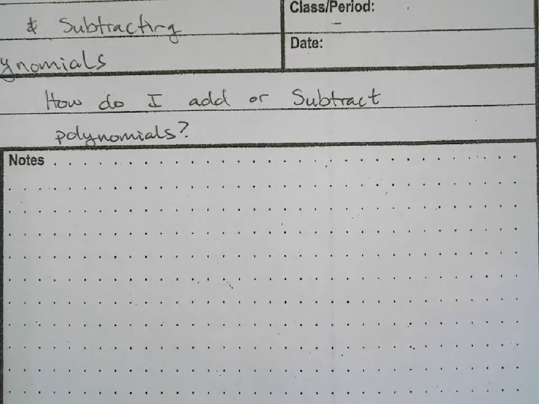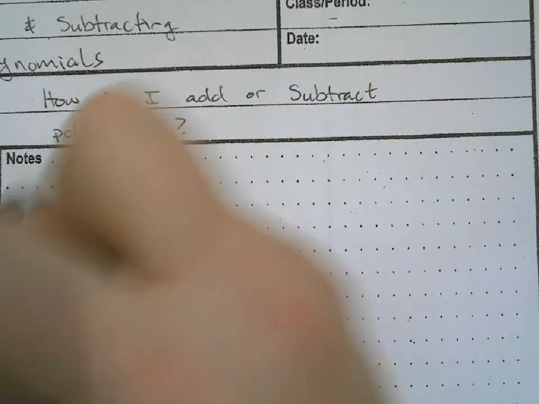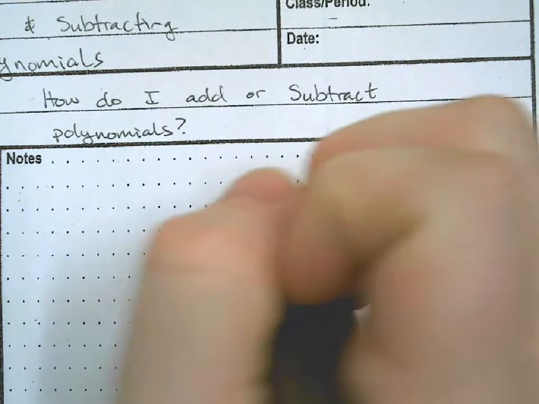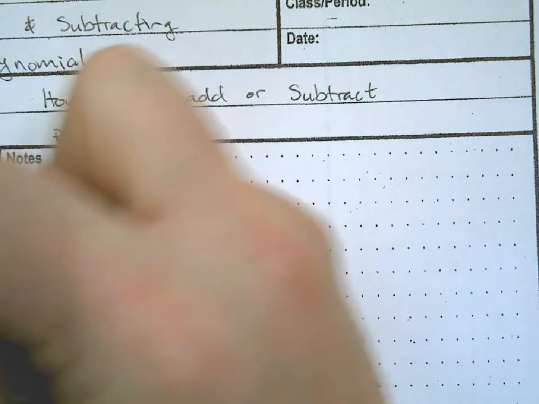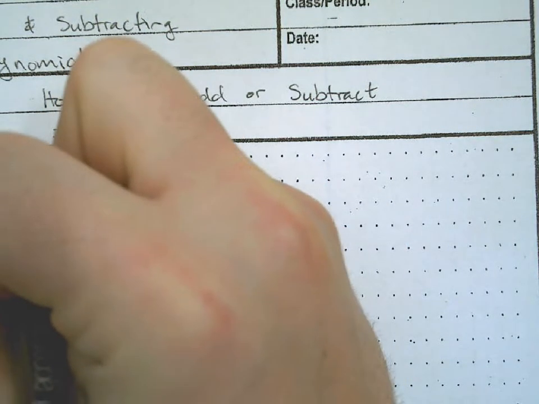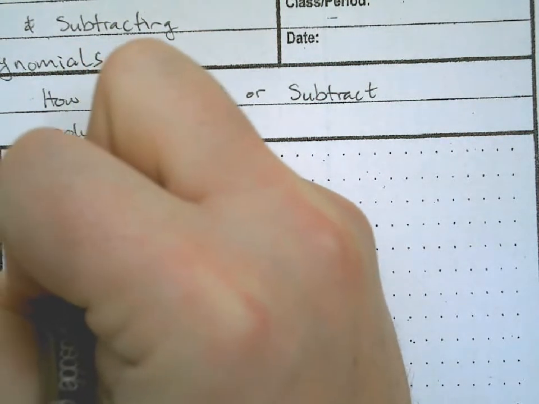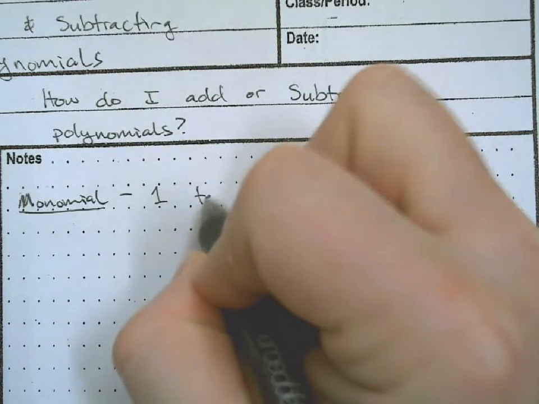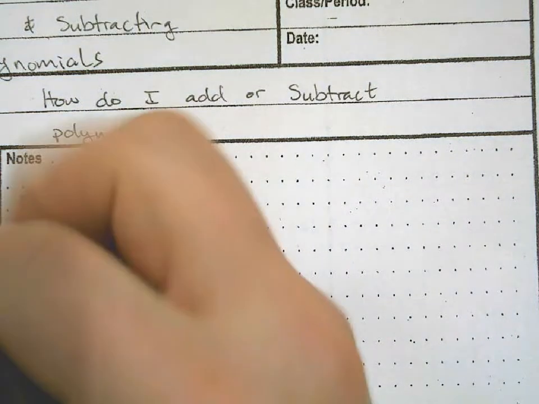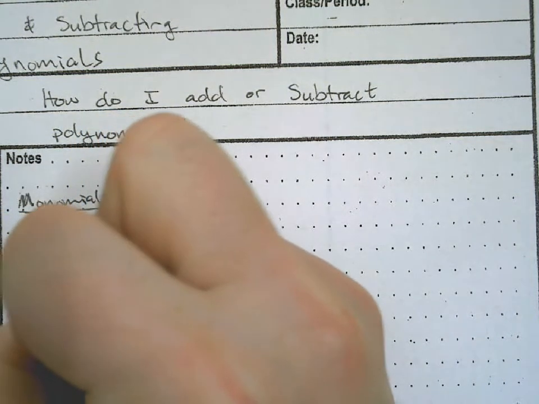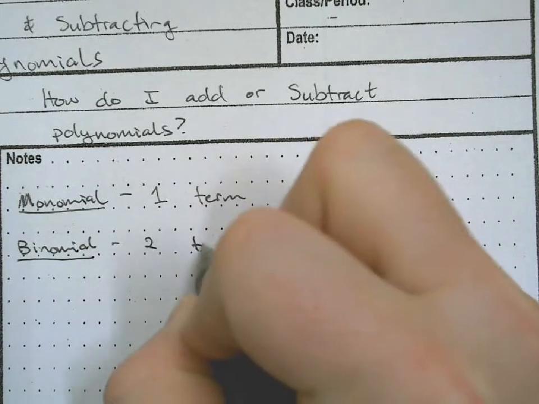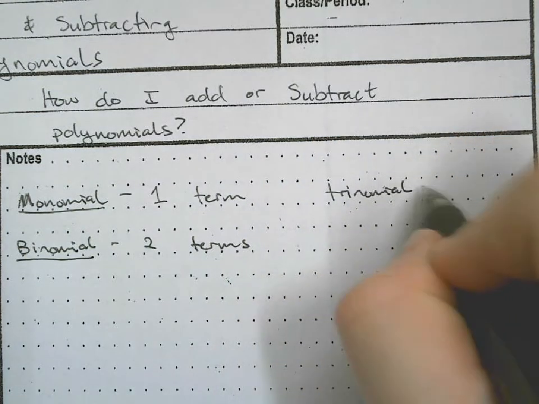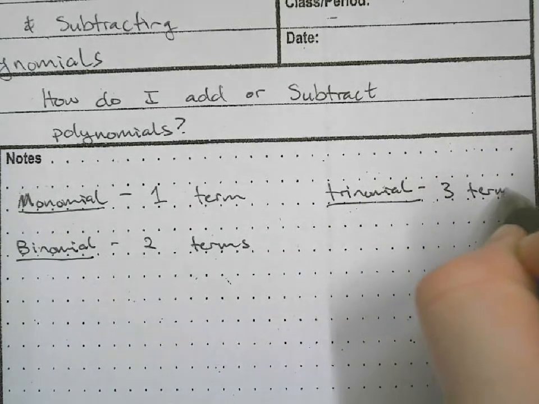So first we'll need some vocabulary. This has to do with like terms. So a monomial is one term. A binomial is two terms. And a trinomial is three terms.